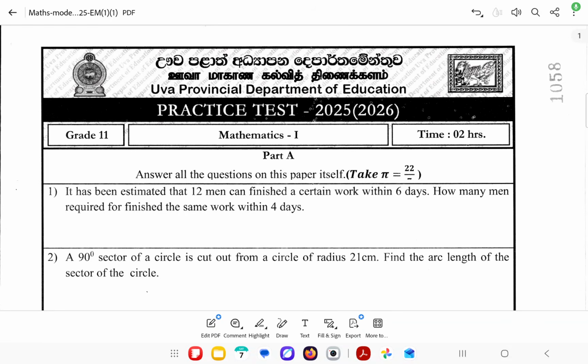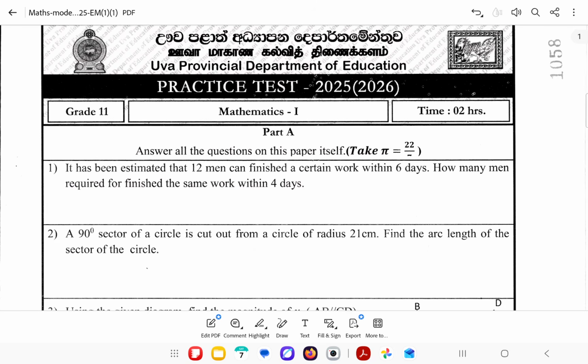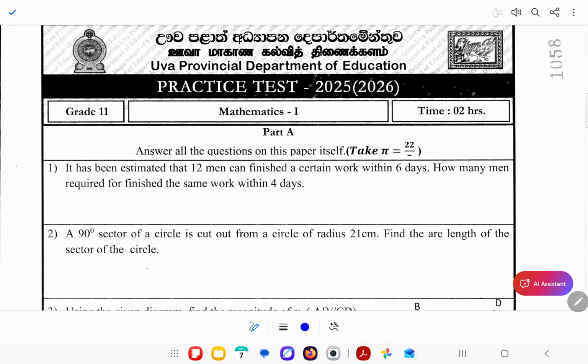Right, let's look at Uva Province practice paper for O-level mathematics. Paper 1 part A. First question is, it has been estimated 12 men can finish certain work within 6 days. How many men are required to finish the same work within 4 days?